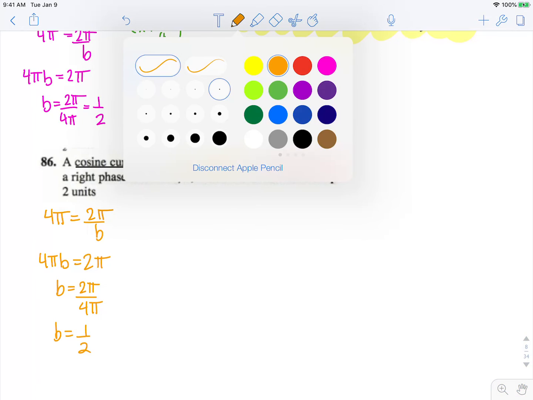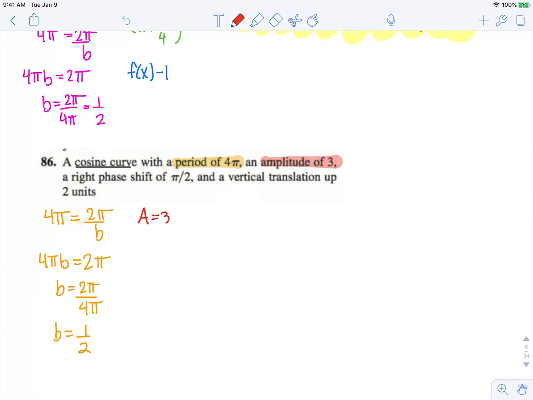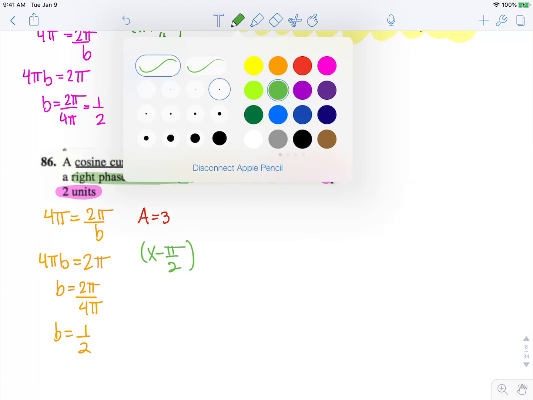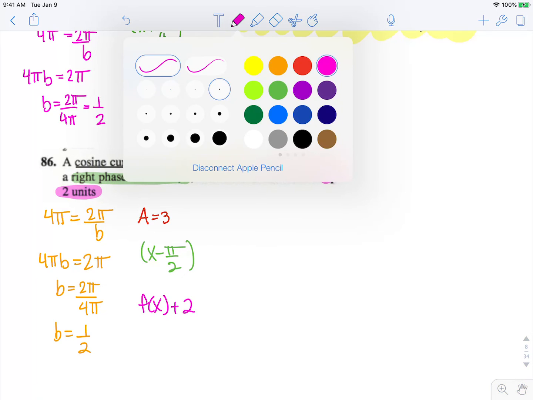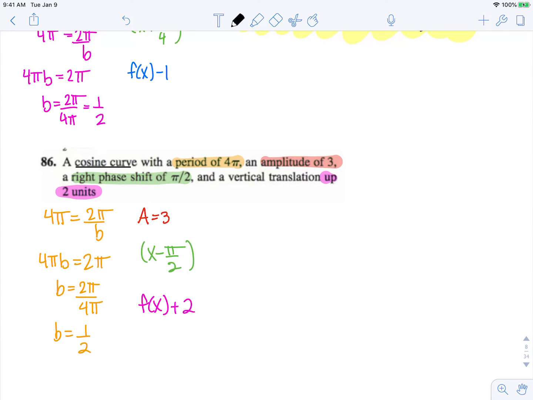Amplitude of 3 tells us that A is 3. Right pi over 2 means we're going to subtract pi over 2 from our x. And we're going up 2 units. So that means we take our overall function and add 2. Let's put that all together.